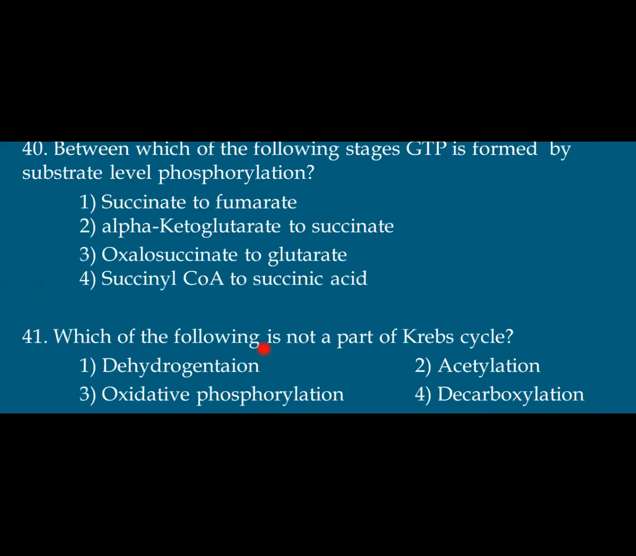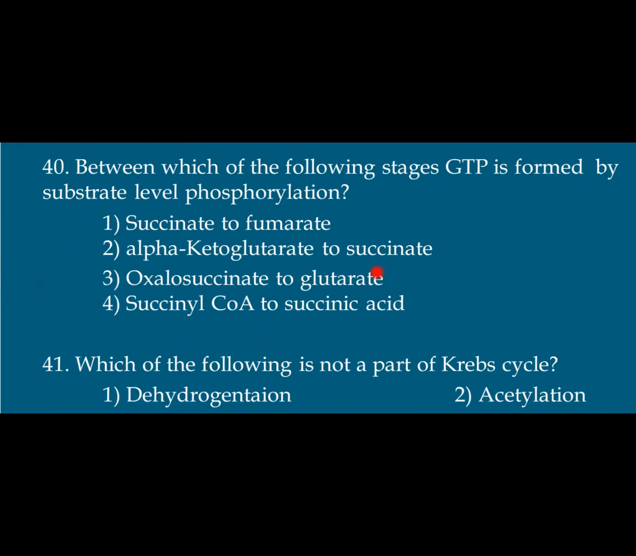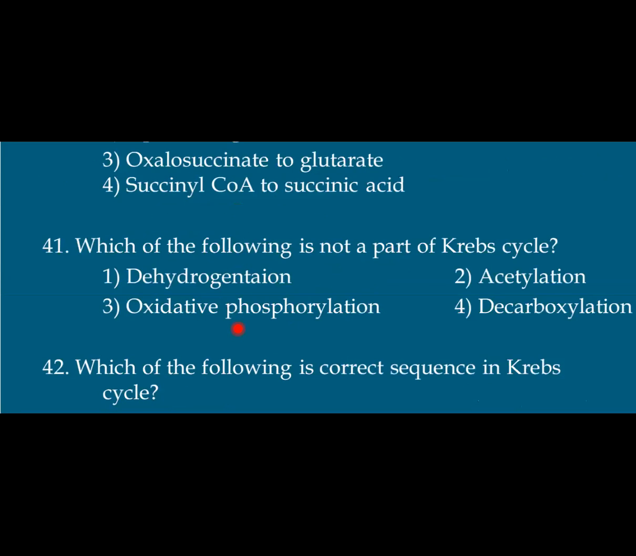Let us come to the next question. Between which of the following stages is GTP formed by substrate level phosphorylation: succinate to fumarate, alpha ketoglutarate to succinate, oxalosuccinate to glutarate, or succinyl-CoA to succinic acid? This question is repeated, asked in a different way a few questions back, so I'll directly come to the answer. The answer is succinyl-CoA to succinic acid, where GTP is formed, as I have already said, which later converts to ATP. So option 4 is the answer for this question.